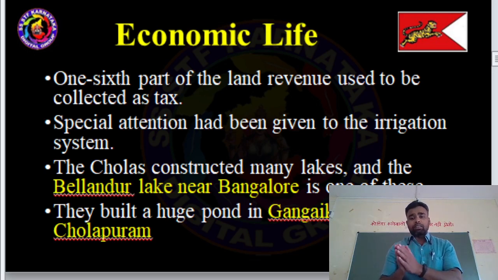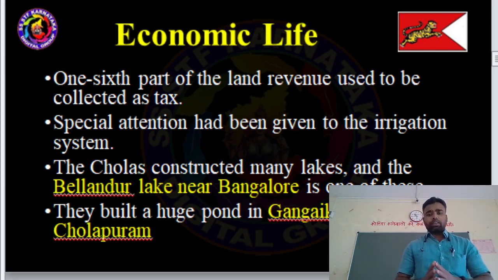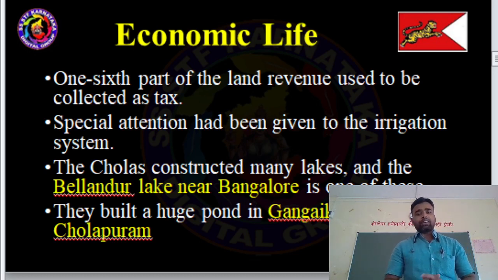One-sixth part. For example, if a farmer had grown 6 bags of jowar or barley, at that time he had to give 1 bag of barley or jowar to the king as a tax. The next one: special attention had been given to the irrigation system. So the Cholas knew very well that if irrigation is proper, then we can get a good yield.